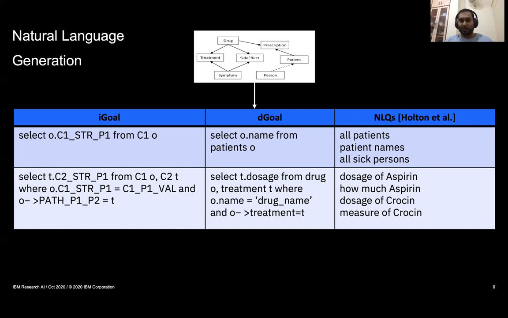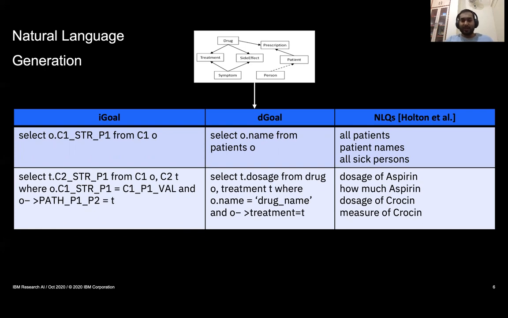So when we are given the domain information in the form of an ontology, we can instantiate this goal to a domain-specific goal. Using this iGoal, we can specify, okay, select a name from the patient's table. And once the D goal is generated, we generate all the possible natural language queries of that particular OQL query. For that, we use alternate else thesis. This is a rule-based thesis for generating natural language queries.